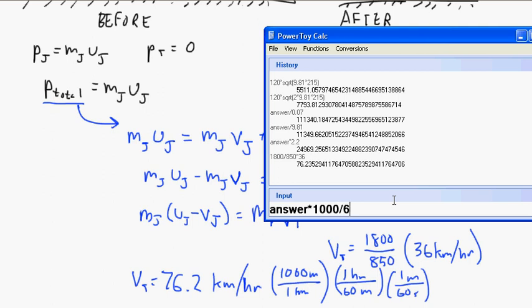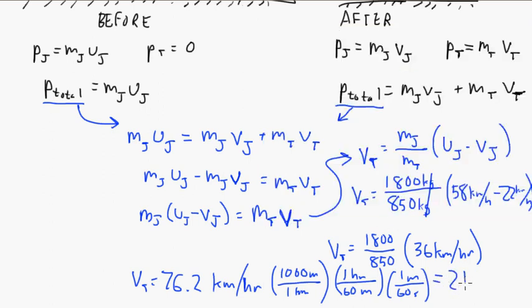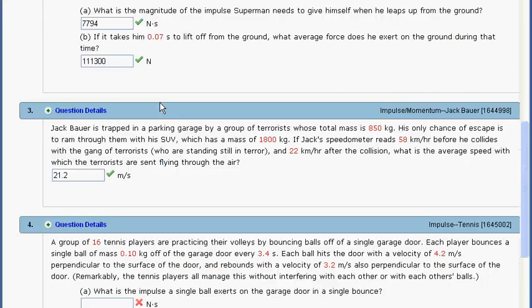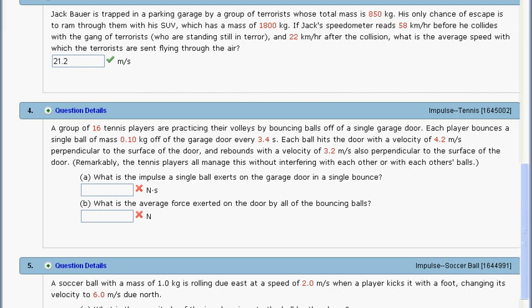So now we're going to take our answer, 76.2 times 1,000 divided by 60 divided by 60, and we get 21.2 meters per second. All right, let's try that. 21.2 meters per second. And it's correct. All right. On to the next one.